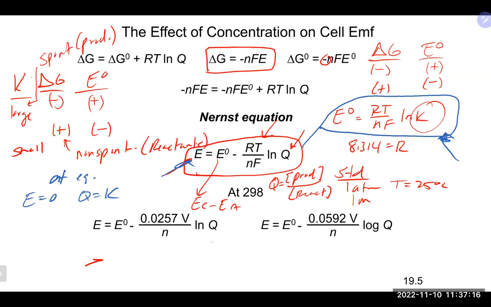On the bottom here are the same reductions of that equation. If you are at 25 degrees Celsius, the R, the T, and the F become a constant value at that point. You don't have to remember those. You can just remember the one in the box and put the values in, and you get the same answer. So let's take a look at one here.